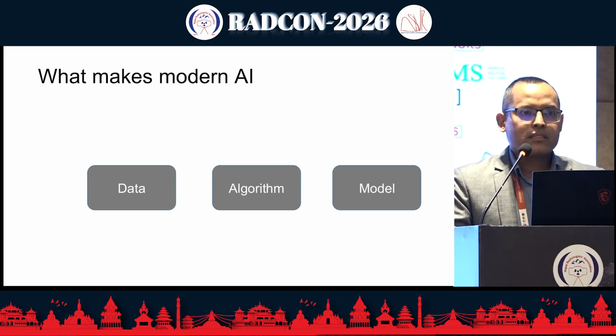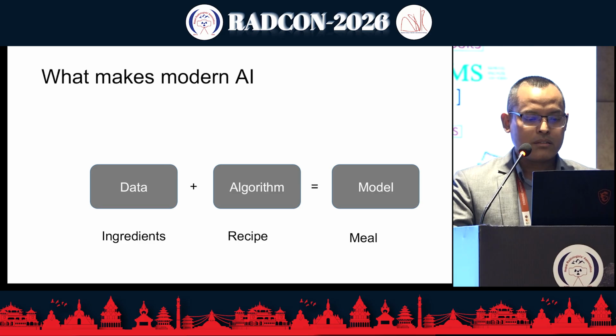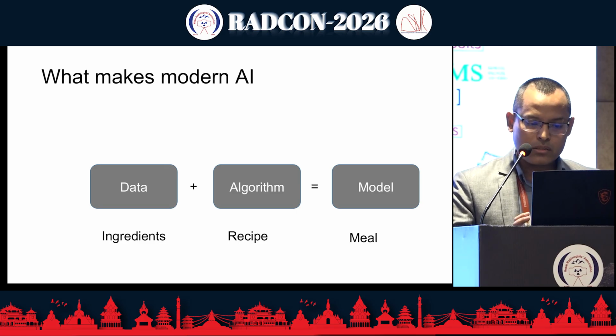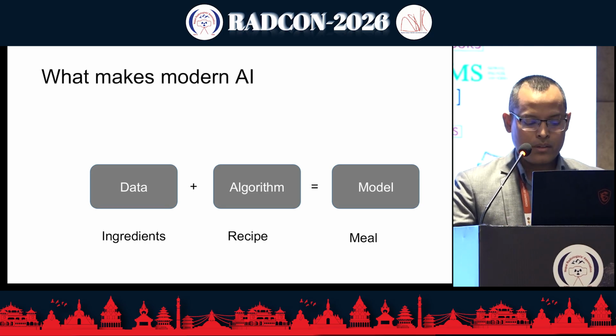What makes a modern AI system? So what does it look like? What does it take to build such a system? The 3 main components are data, algorithm, and models. Think of this as ingredients, recipe, and the meal. You want to build a model, you need algorithms and data. You want to build a meal, you need recipes and ingredients.